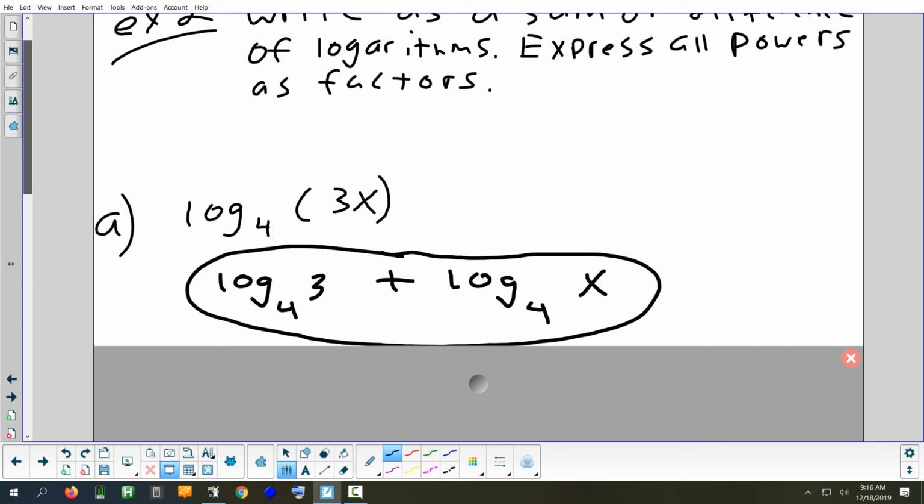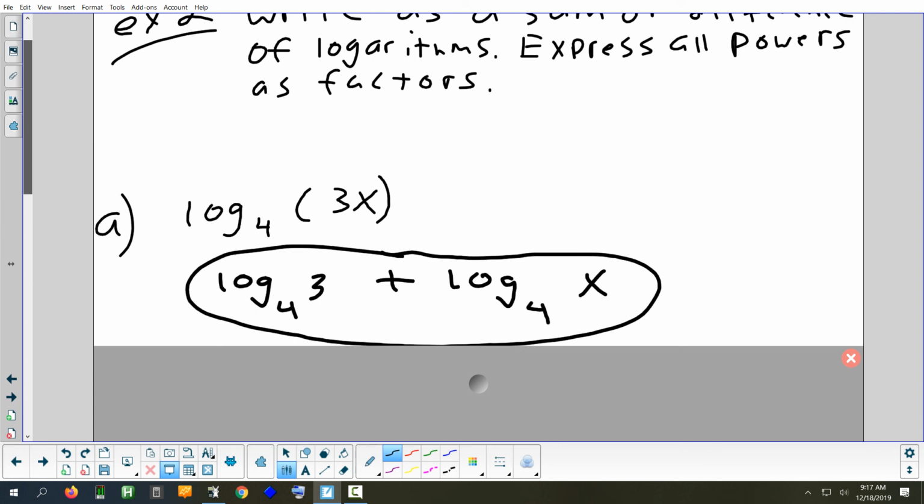So when they say to rewrite a log, usually it doesn't mean you're trying to find an answer. You're not going to get something like x equals 6. You're going to get something like that. Okay. Any questions on that?